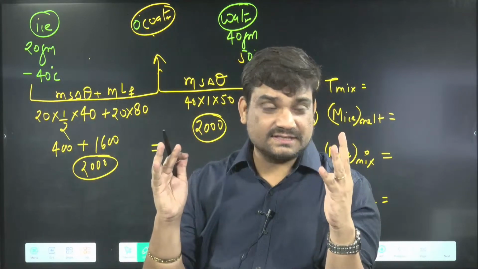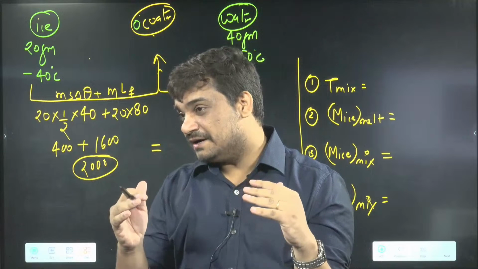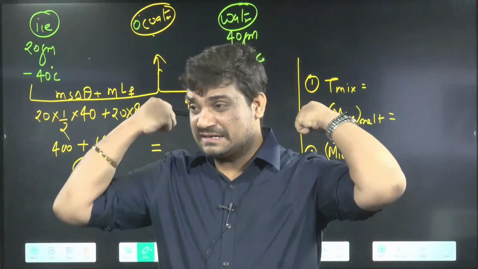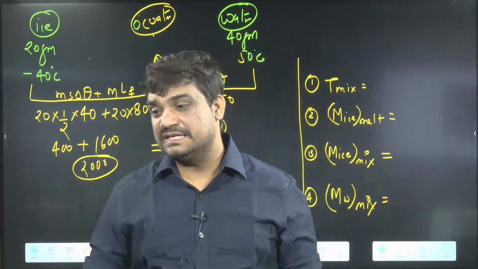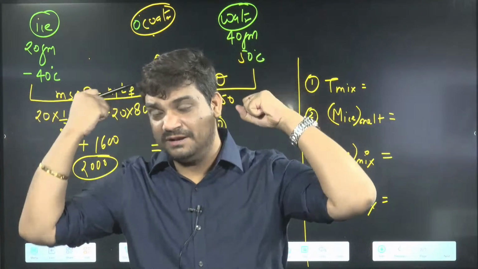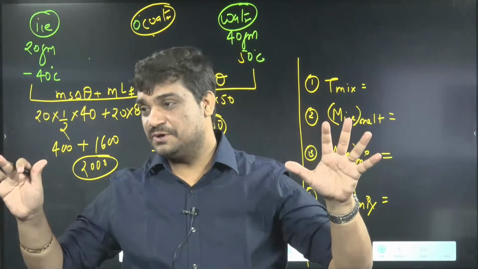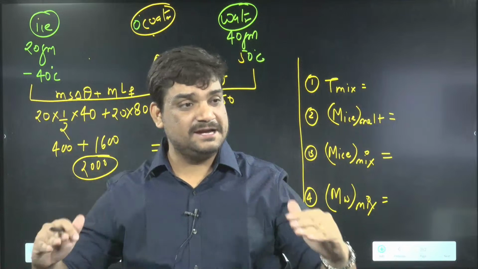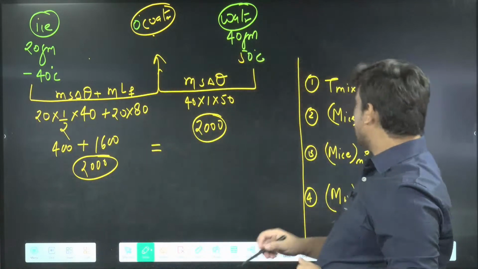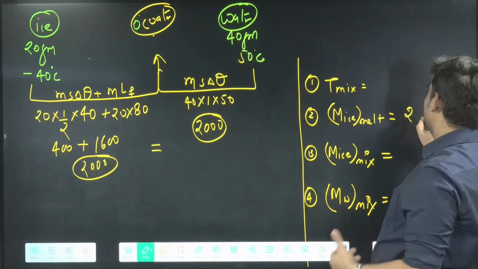In this case, will the full ice melt or not? Ice demand is 2000. Water is saying take 2000. What will happen? You can see, yes, full ice is ready to melt. Ice will say I will melt. So full ice is going to melt here. So we can write here, total 20 gram will melt.